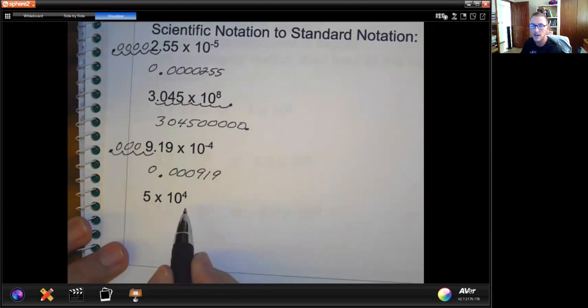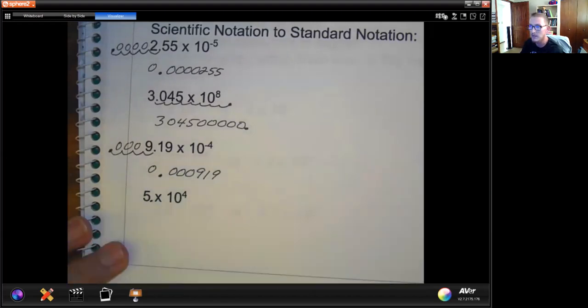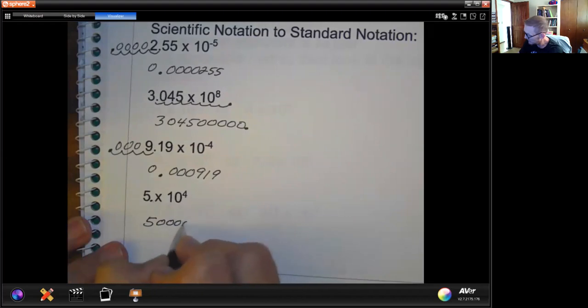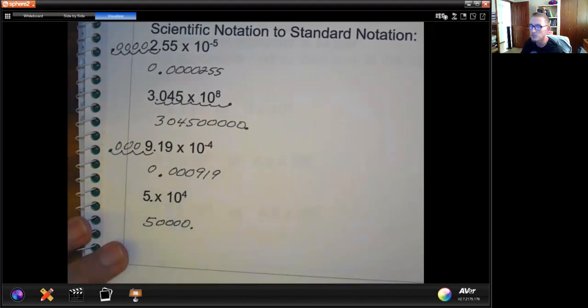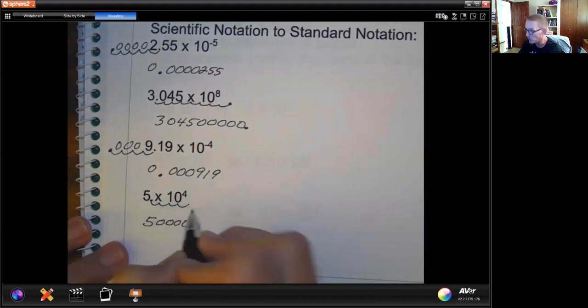And the second example was a positive exponent, so that makes a big number. Well, 5 doesn't have a decimal, so I'm just going to put it there at the end, and then I'm going to move it 4 times. So this becomes 5 followed by 4 zeros because I have to move it 1, 2, 3, 4 times.